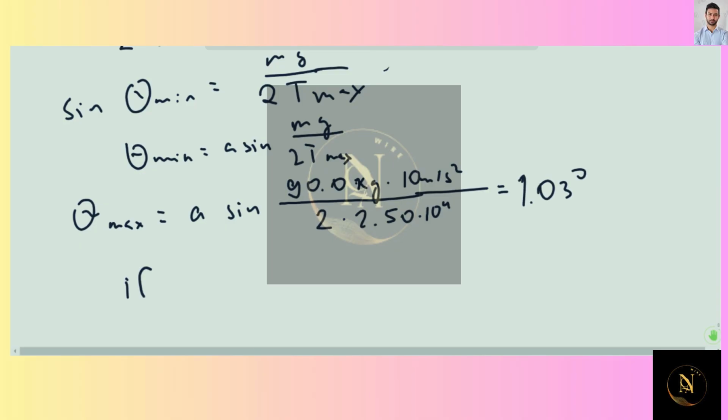And again, if we take g equals 9.8 meters per second squared, the minimum theta equals 1.01 degrees. So both answers are correct.